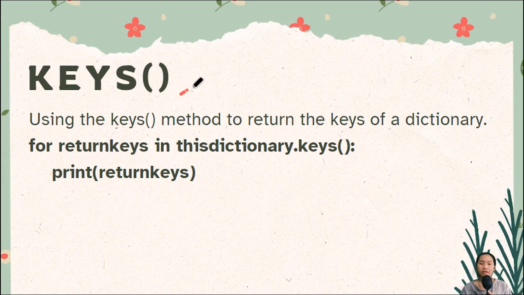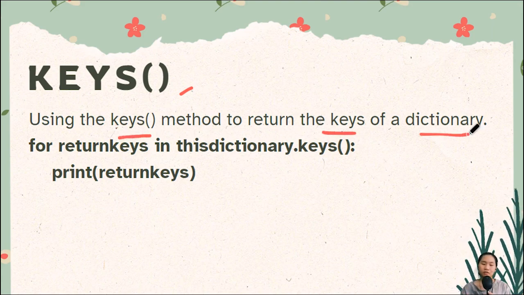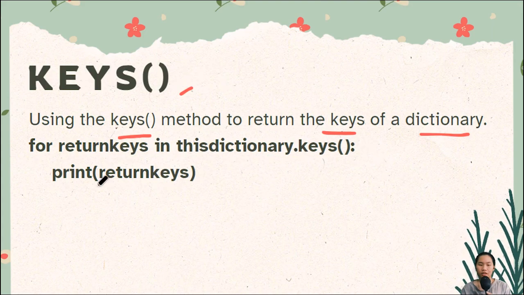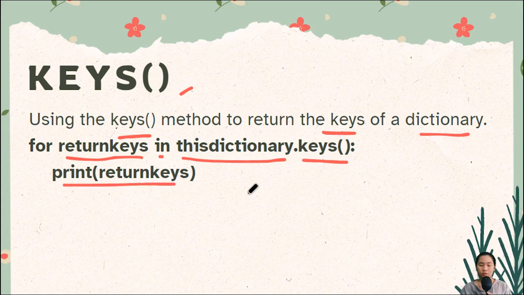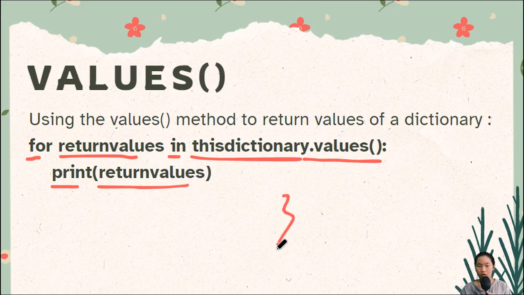Next up is keys. Using the keys method to return the keys of a dictionary. You have the same syntax that you've seen with the values method, all right? So for return keys in this dictionary dot keys, open parenthesis, all empty, print return keys, and this would give you all of the keys that are in this dictionary, as opposed to this one that will give you all of the values in the dictionary.